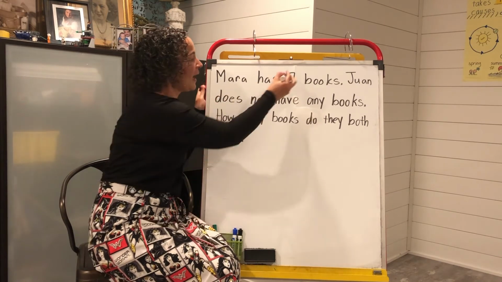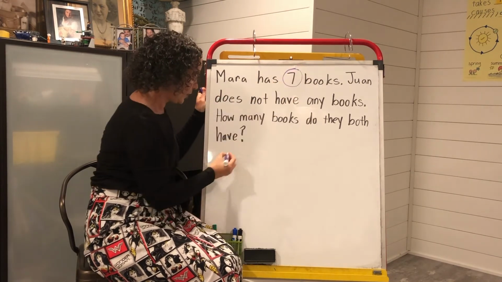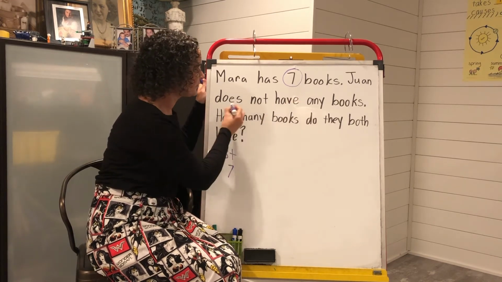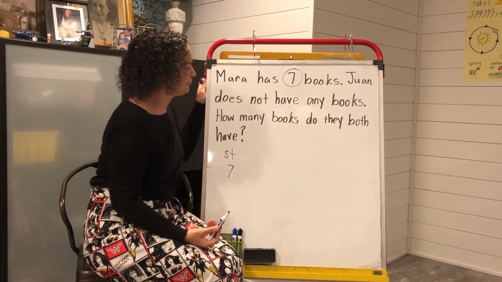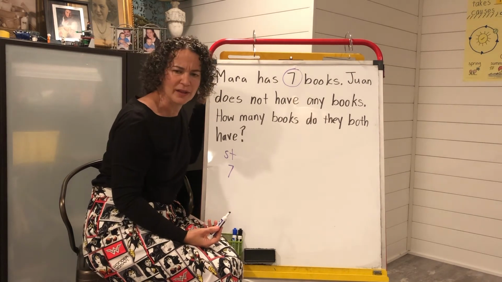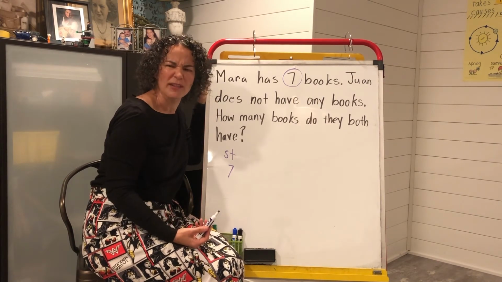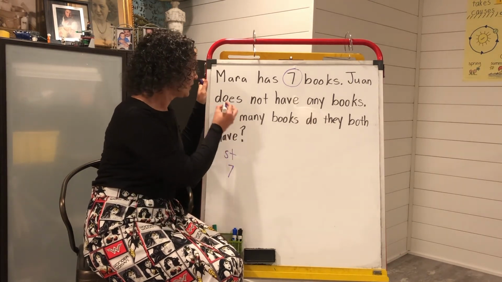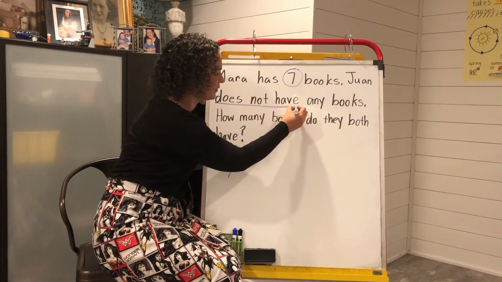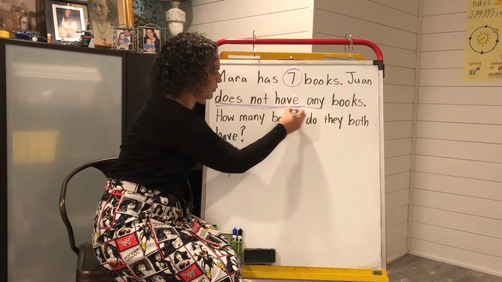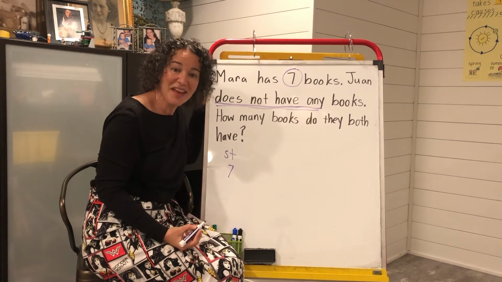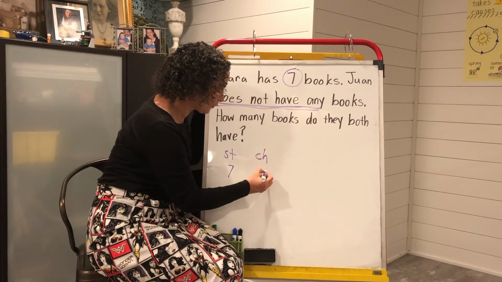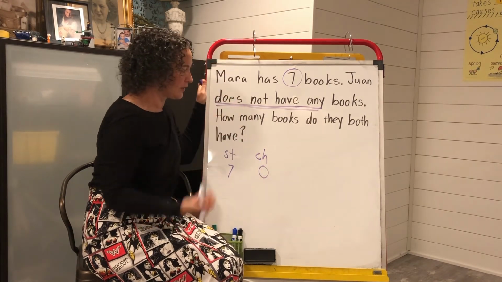So my friends, how many books does Mara start with according to this problem? Yeah, Mara has 7 books. So we are starting with 7. Juan does not have any books. There's no number in that sentence. What does it mean if Juan does not have any books? What number do we use when someone does not have any? Yes, you're so smart. Yes, we use 0. So Juan doesn't have any books, so we're going to use 0 to stand for the books he doesn't have.